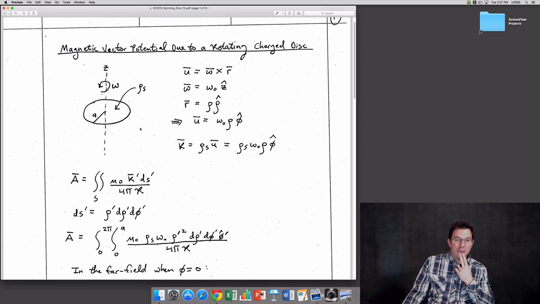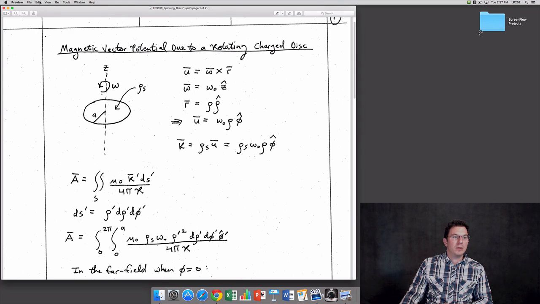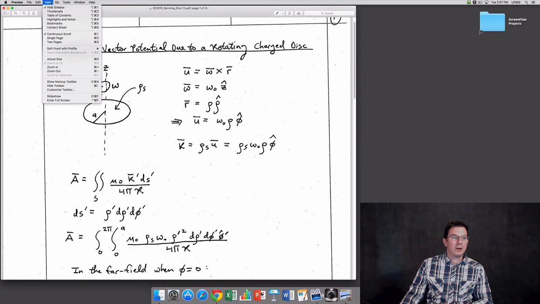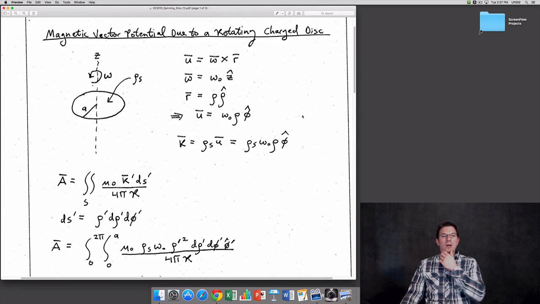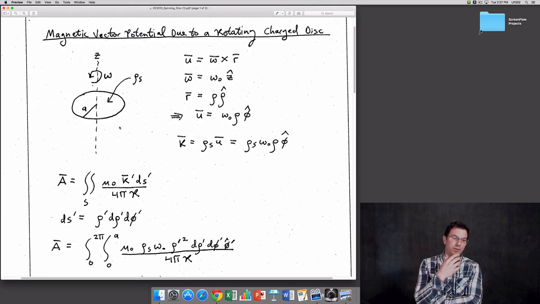Well, what are the steps? What do we need to do in order to solve this problem? What are the steps that we need to go through in order to solve this? Well, the first thing we need is an expression for the surface current that's rotating around on the surface of this disk.